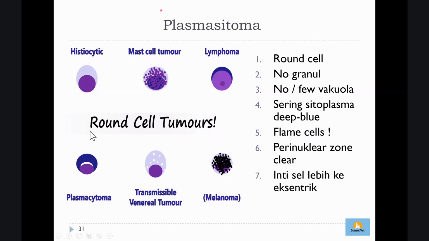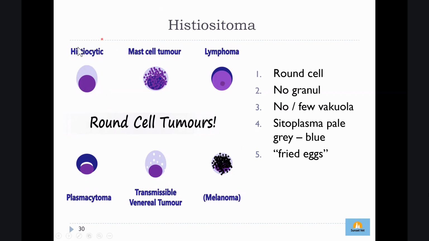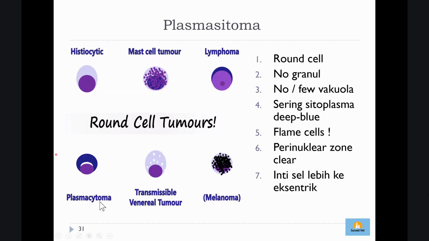And then plasmacytoma. Okay, let's say, Dr. Stephen, I do not see granules and I do not see vacuoles. So I'm going to delete mast cell, TVT, and melanoma. The rest is only histiocytoma, lymphoma, and plasmacytoma. With histiocytoma, you're going to know the cytoplasm is pale gray to blue. But how about the plasmacytoma, which is like this one? It's typically round, no granules, no vacuoles, but the cytoplasm is a deeper blue.